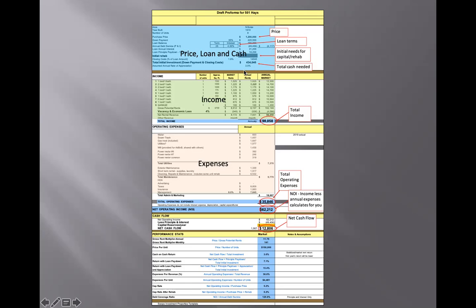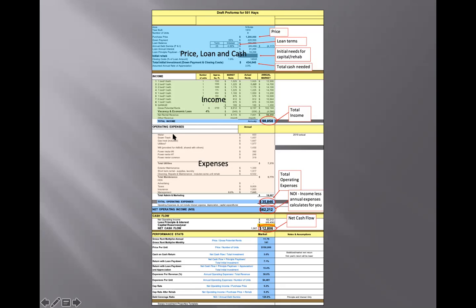In this particular 8-plex example, you've got 8 different units. There's some market rents estimated and the estimated square feet, but also you have your actual rents estimated. The vacancy figure is my standard that's plugged in, and then that gives the total income for you.